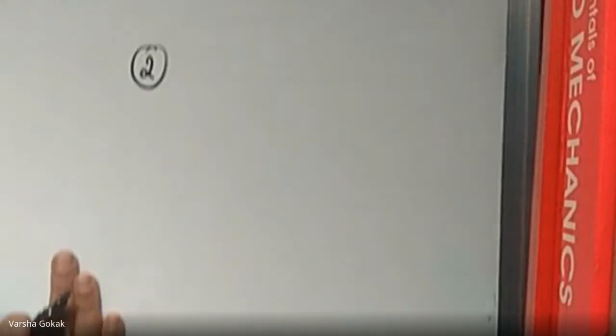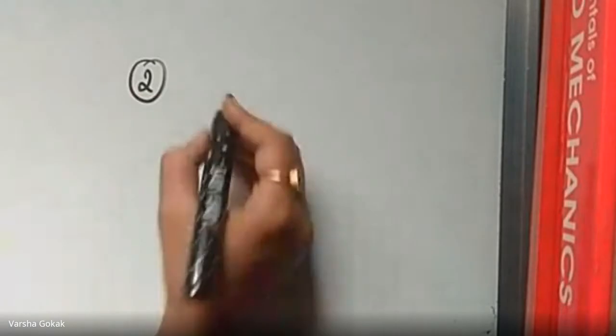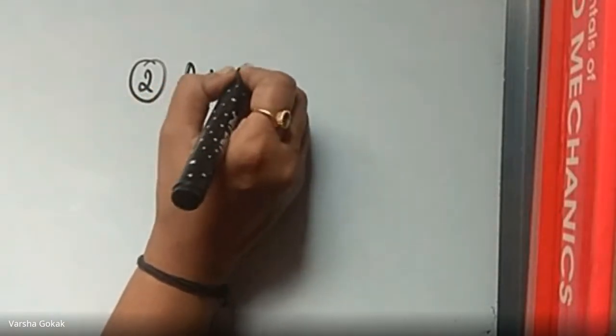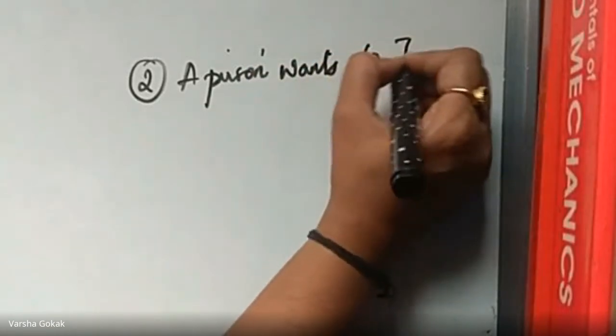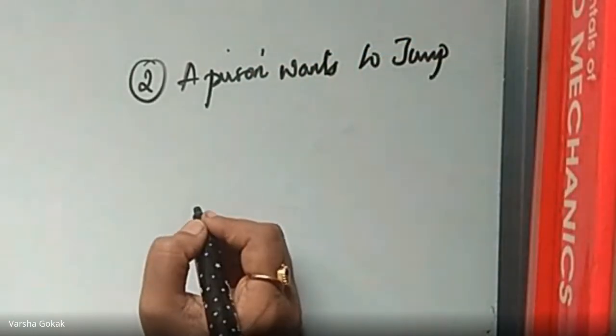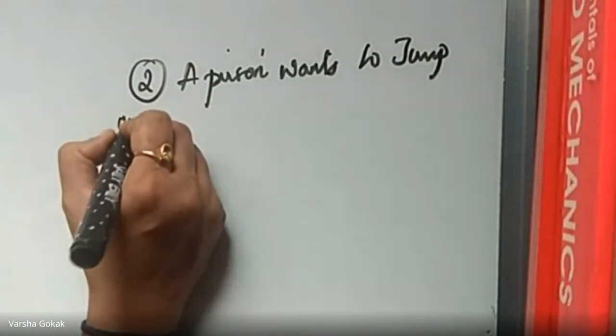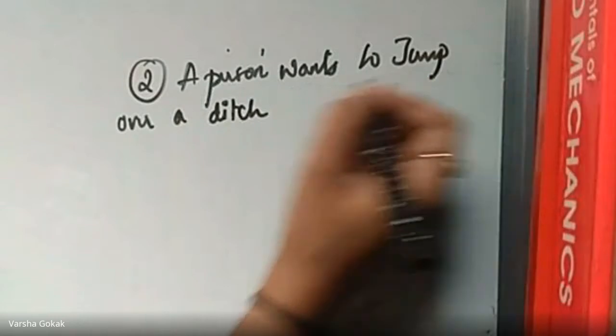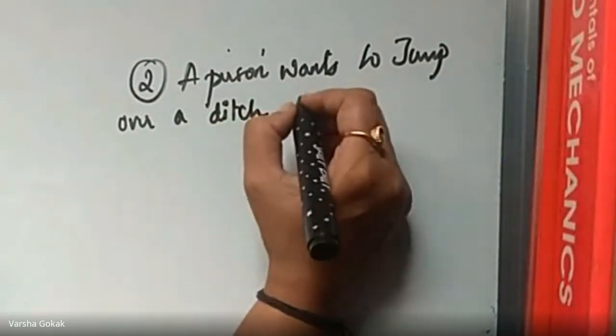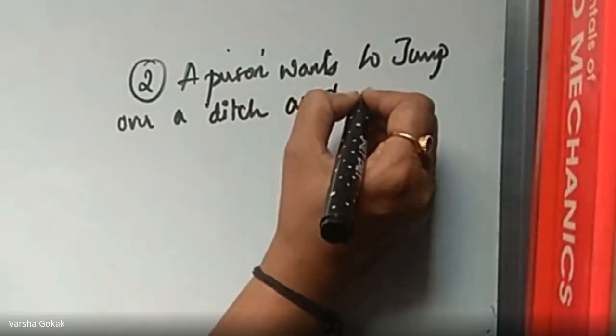Second question. Now all of you note down the second question. I will also write, okay? The second question says, a person wants to jump over a ditch, D-I-T-C-H, as shown in the figure.